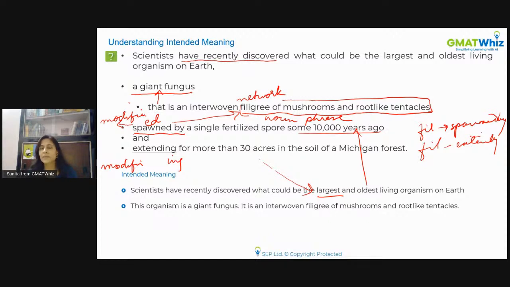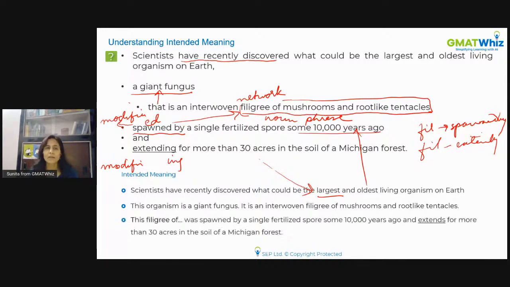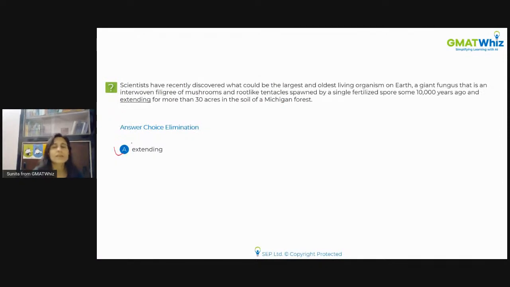It is an interwoven filigree of something, something. This filigree was spawned by a single fertilized spore and extend. Now, if you can see here, when I converted it into a verb, then I need to use "extends." But if it was simply a modifier, then "spawned by and extending" is good enough. So extending is correct. There's nothing wrong with it. What we are saying is, wait, let me just move it: filigree of mushrooms and tentacles, spawned by and extending for. Those are the two modifiers.